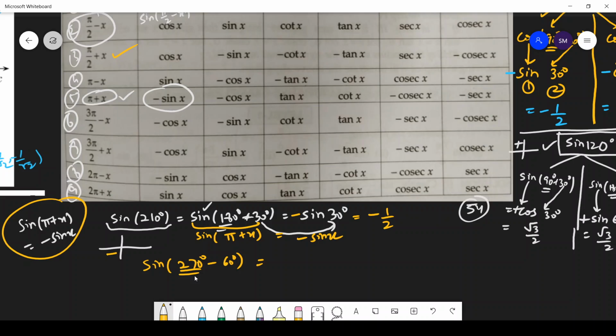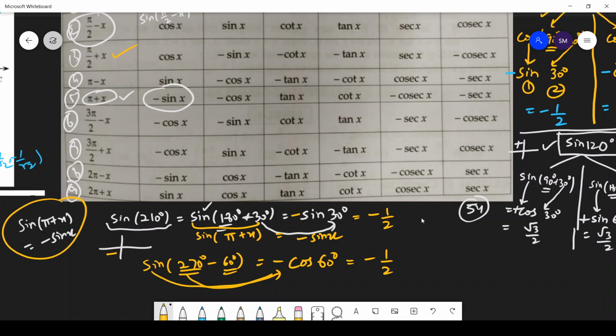Now here we have 270, so this sine will change to cos, and the 60 degree will remain as it is. Now sine 210 is negative, so write negative here. So minus, what is cos 60? Minus 1 by 2. So you get the same answer.